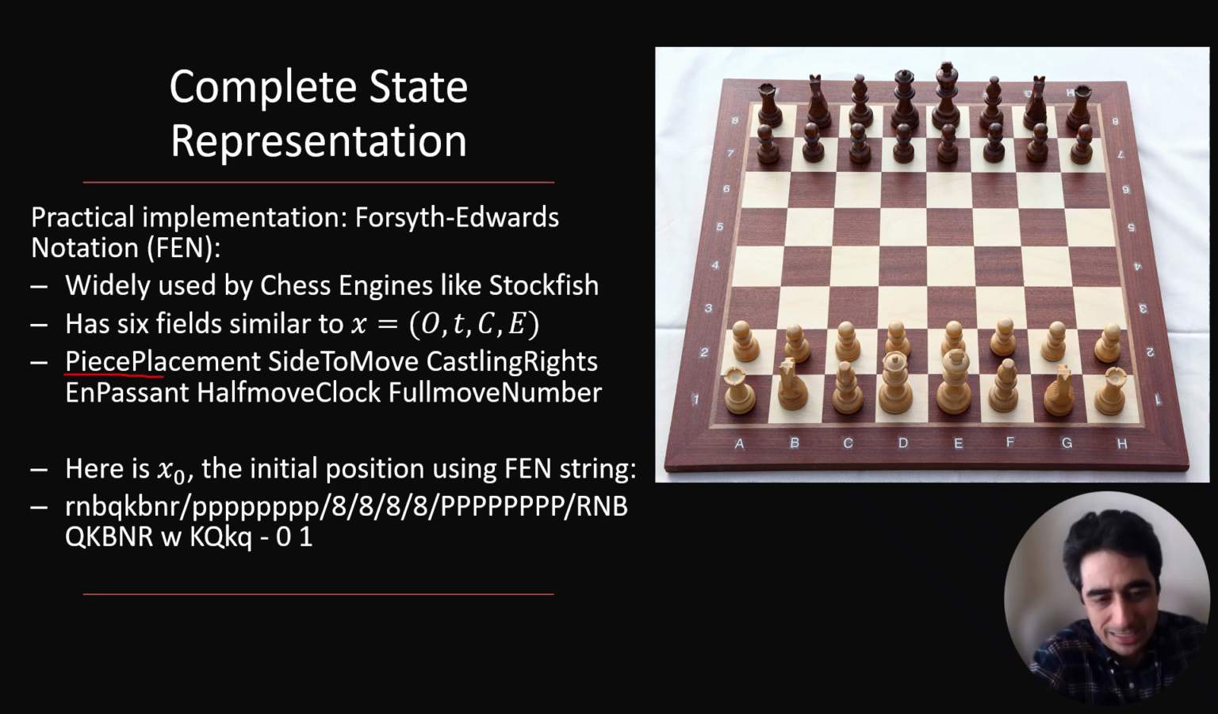One is the piece placement, which is basically the same as the O function that I just showed you. The other one is side to move. That's showing you the turn, either white or black, similar to the T parameter I showed you. And then castling rights, similar to C that I showed you. And then you have en passant, a square target that I showed you earlier. But the other two extra fields that this one has, and I didn't show you in my definitions, are half move clock and full move number.